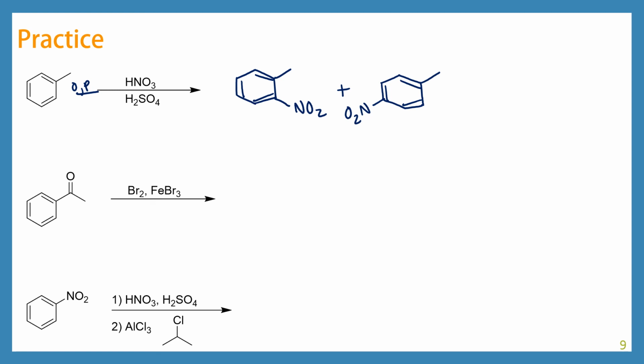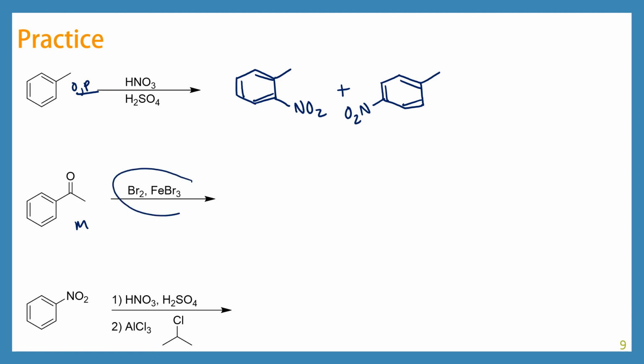Now looking at the next reaction, we have acetophenone. Is this an ortho-para director or a meta-director? Hopefully you recognized that this carbonyl being attached to the benzene ring makes it a meta-director. Remember, that's because there is a partial positive on this carbon. That's one of the first things that we learned about carbonyls, is that there's a partial positive on carbon and a partial negative on oxygen. So that makes it a meta-director.